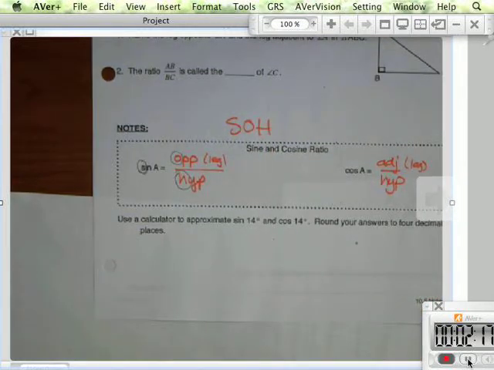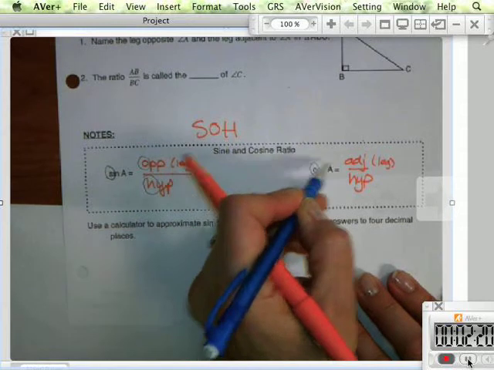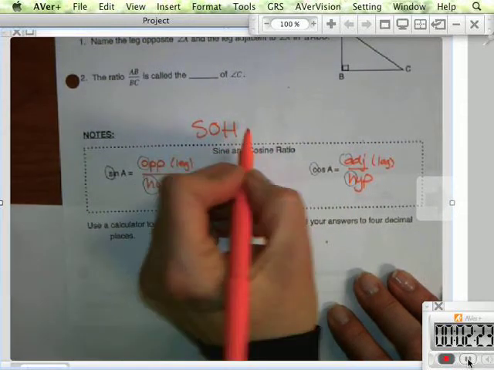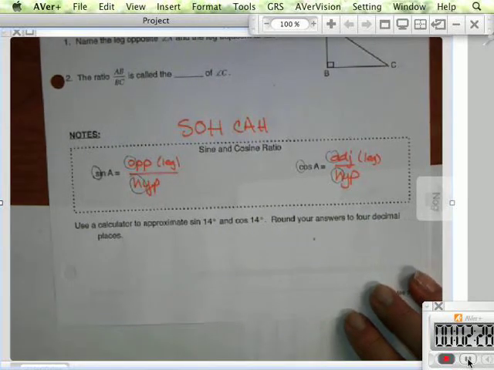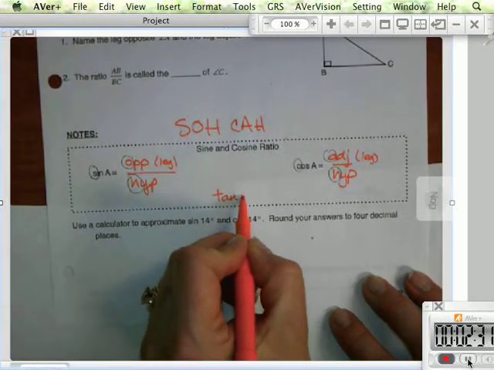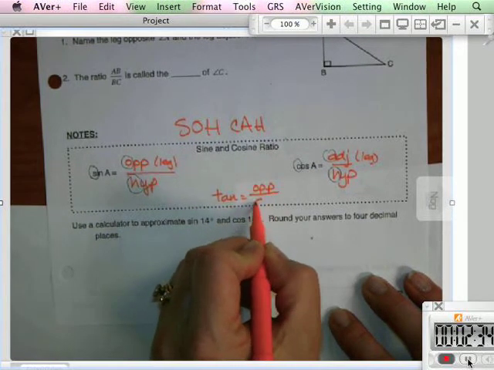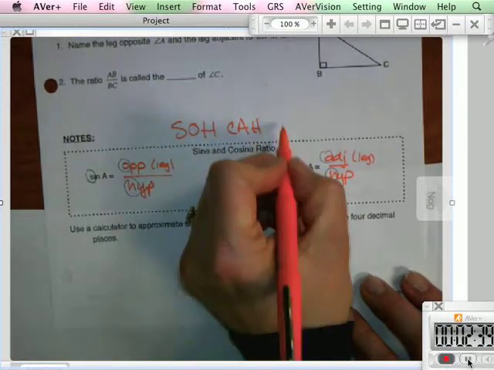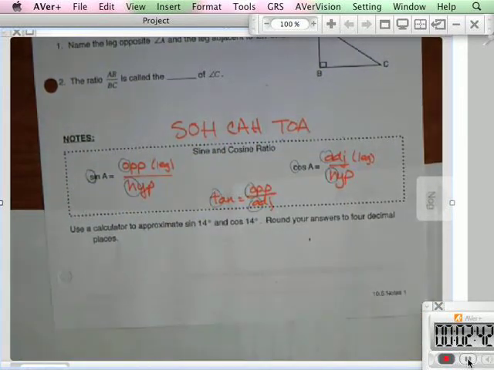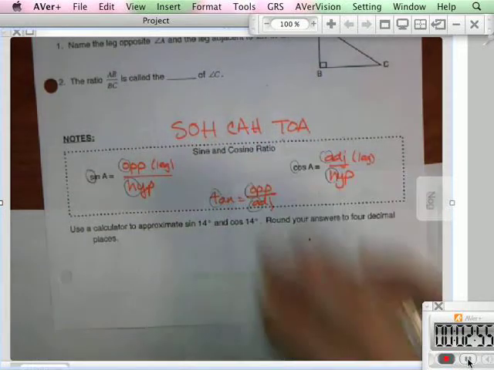So, and then C, A, H is ka. And then tangent, if you remember, is equal to opposite over adjacent, T-O-A, so that would be toa. I think of it as like an Indian chief. I still do it now. So, everybody say it. So, ka, toa. Say it. So, ka, toa.